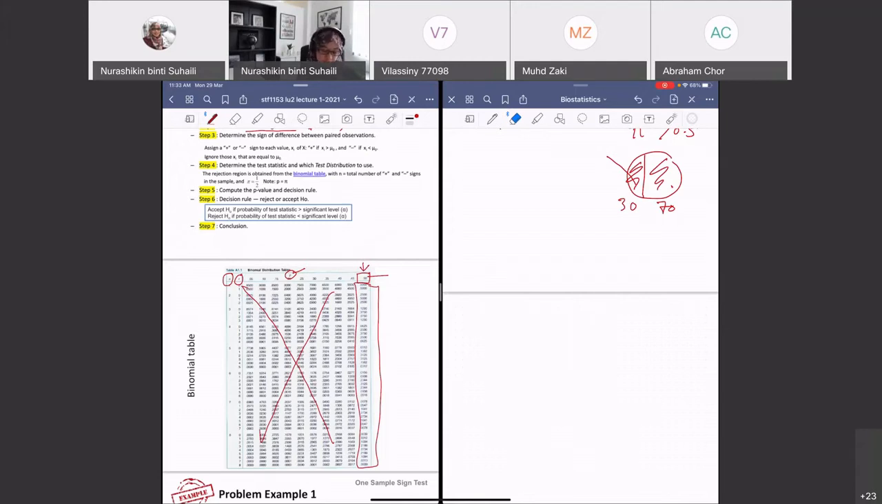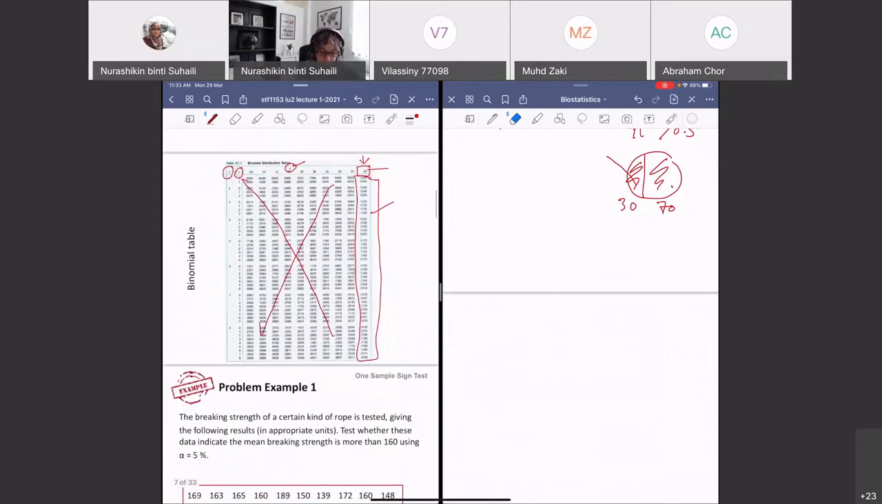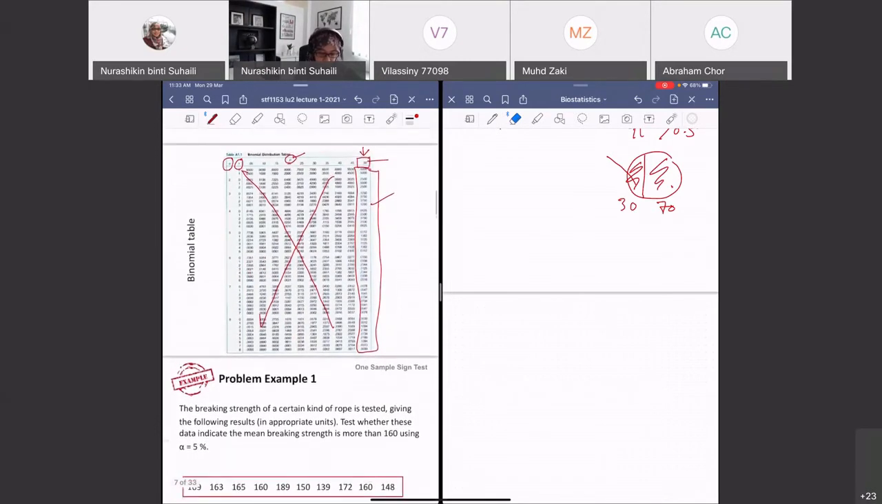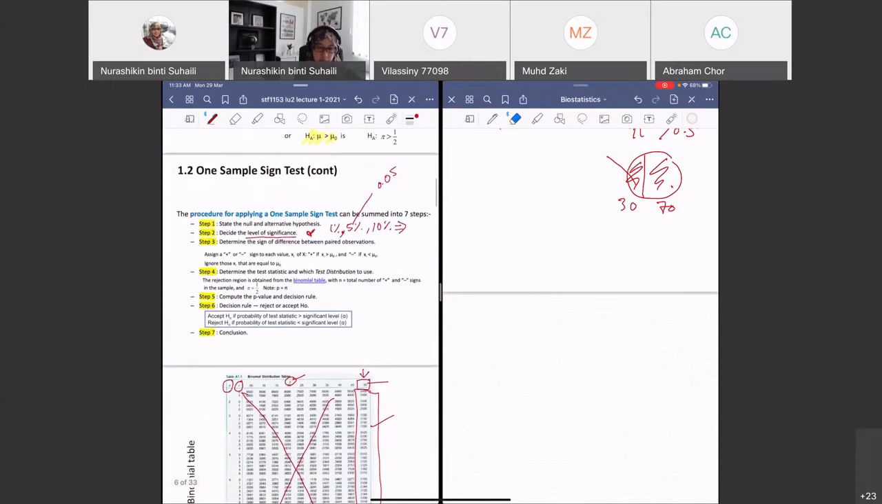But of course, the binomial table has other applications. It's not just for this, so that's why they have the values for different p values. But in this sign test, remember, we only use the last column over here. So these are the columns that you are going to refer to. So how are we going to apply all the 7 steps over here?